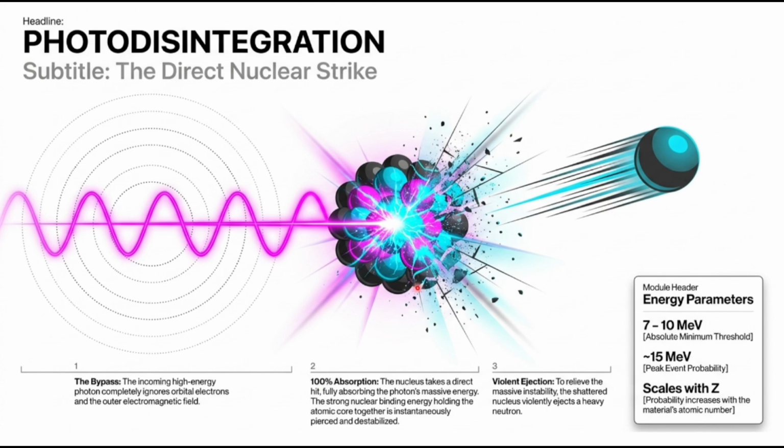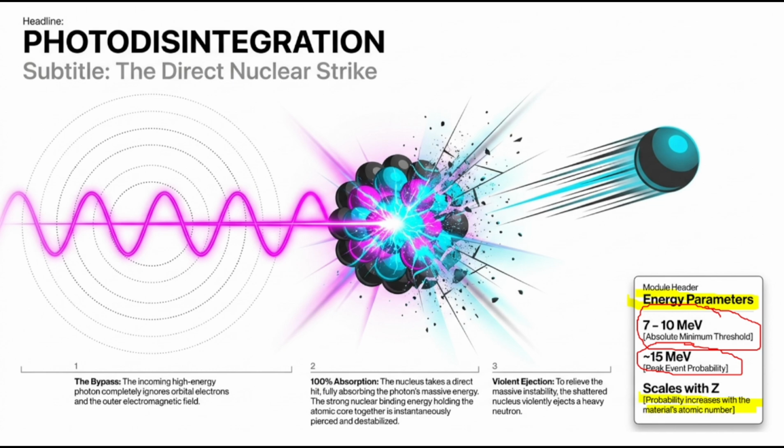Breaking apart an atomic nucleus requires massive energy. Therefore, this interaction operates under a very strict energy threshold. It physically cannot happen below a certain limit. The absolute minimum energy required is 7 to 10 mega electron volts. The probability of this interaction actually peaks around 15 mega electron volts, and the probability strictly increases with the atomic number of the target material.